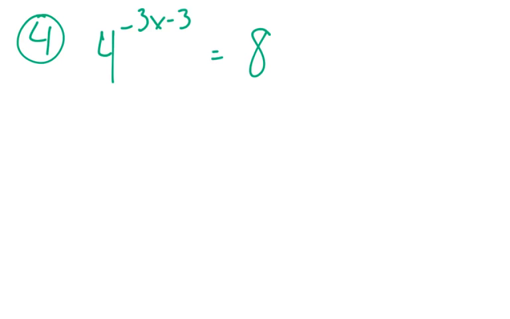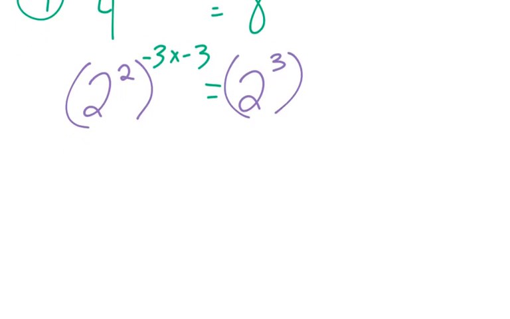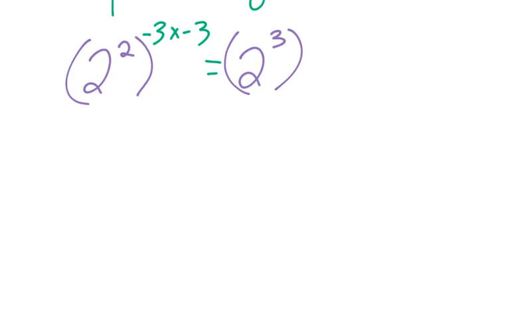So if we think about 4 as being equal to 2 squared and 8 as 2 cubed, then we can really replace the 4 and the 8. So I haven't changed the exponents on either side. I've just replaced 8 and I've replaced 4 with something that they're equal to, just in a different base. So now we do have the same base, which is great. They're both base 2. So now I'm going to distribute this exponent.